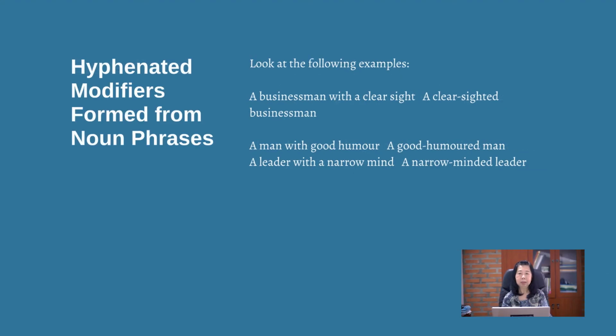The next form that we are going to learn is hyphenated modifiers formed from noun phrases. You see, a noun phrase can also be used as a modifier in another noun phrase. Look at the following examples. A businessman with a clear sight. A clear sight is a noun phrase.